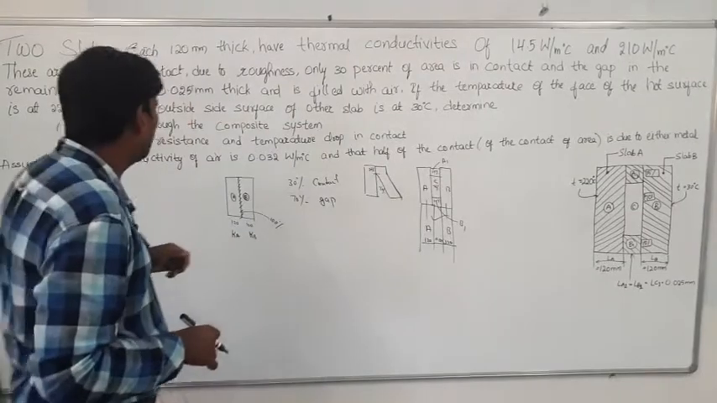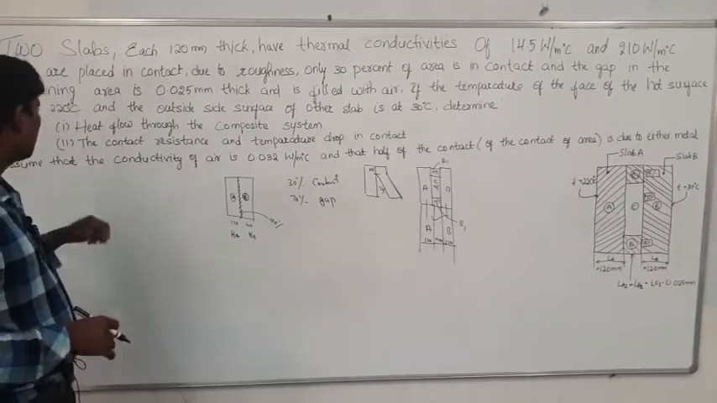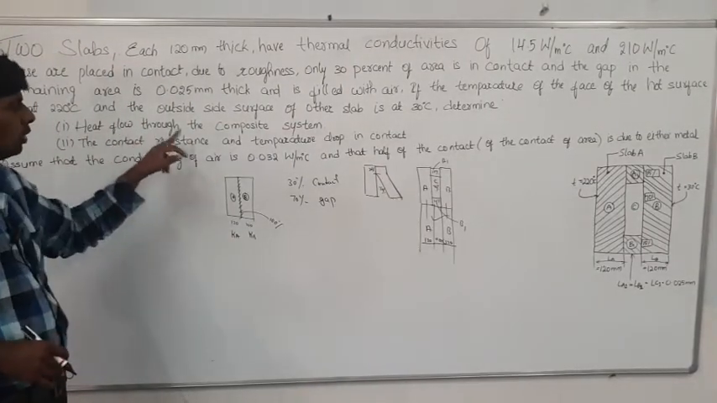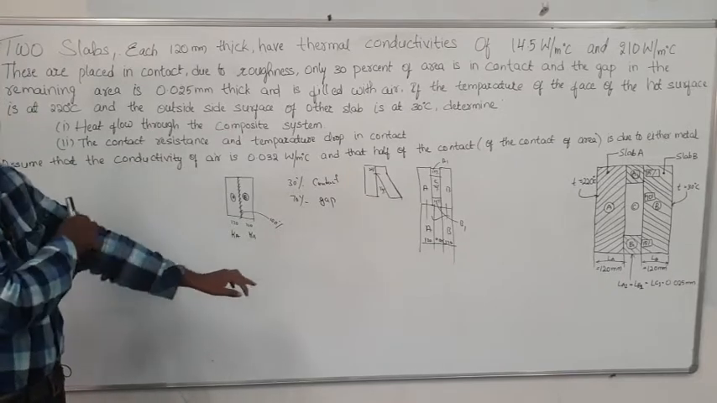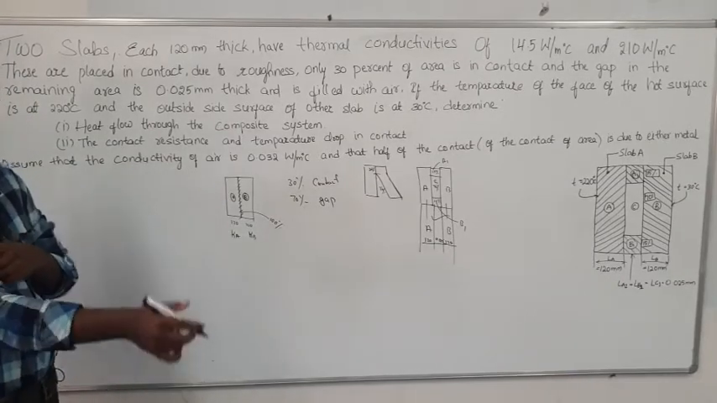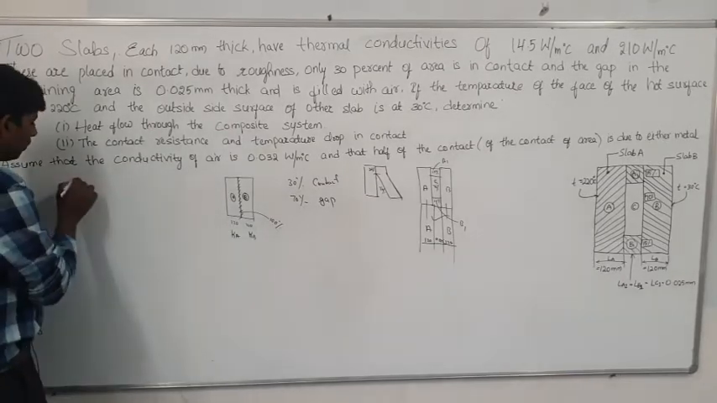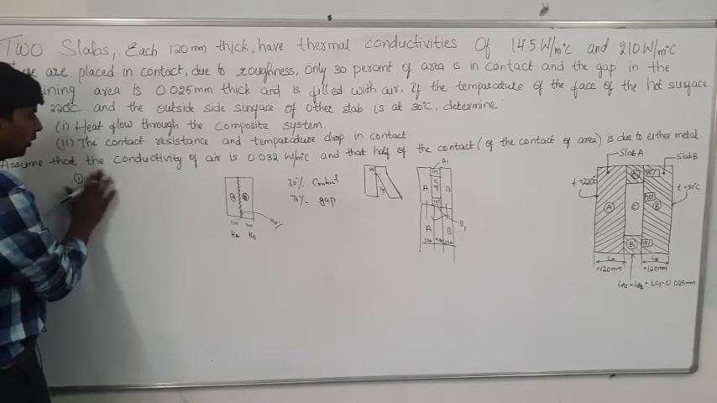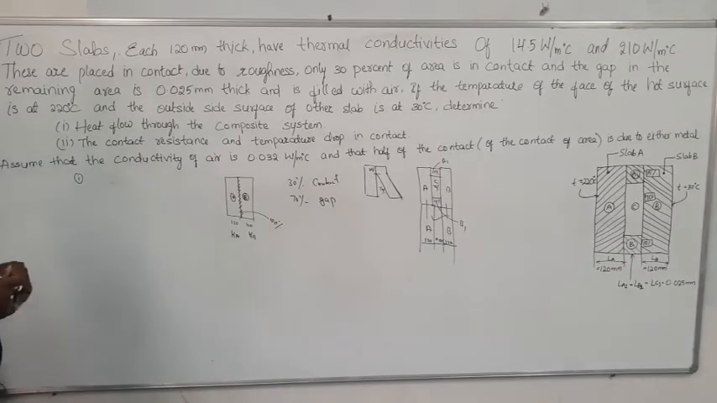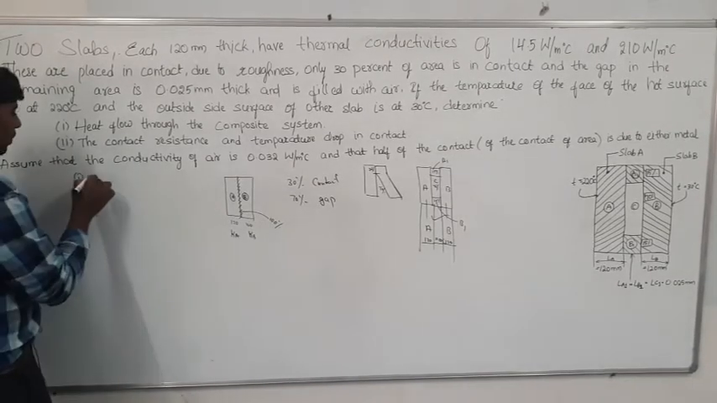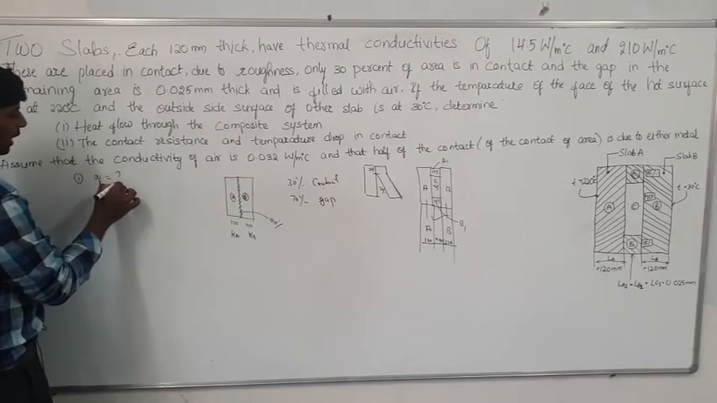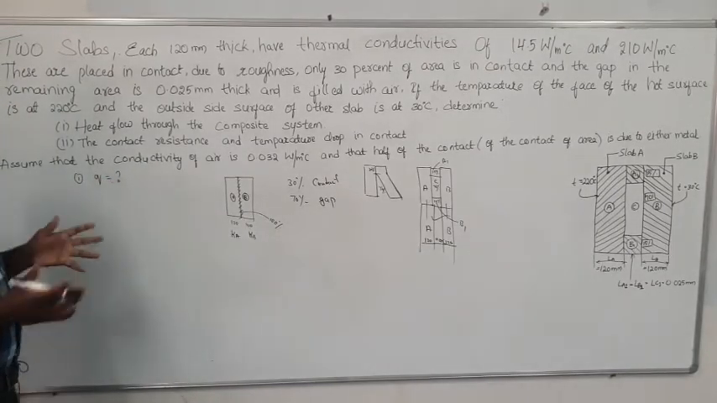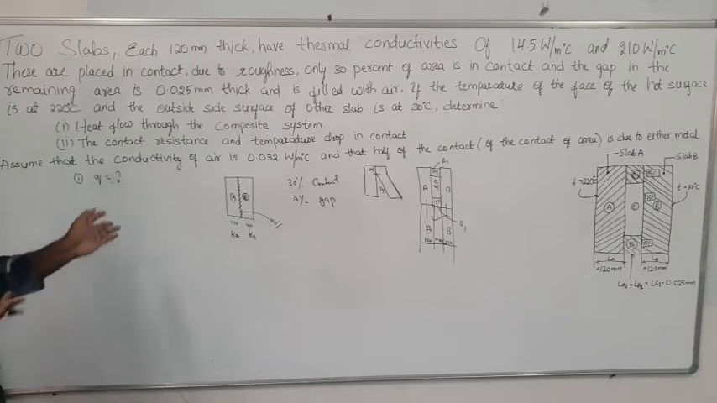After that, what is given here? Temperatures are over. Determine heat flow through the composite section. He is asking to find out the heat flow through the composite section. How much heat flow is there? Small q. Area is not given in this problem, so directly you can find out the small q.